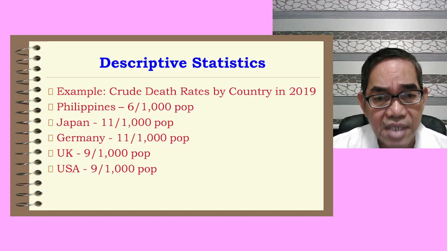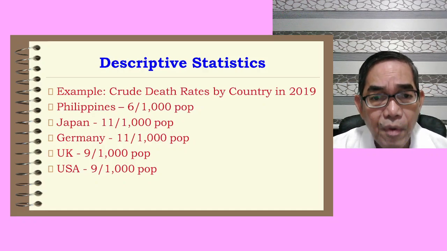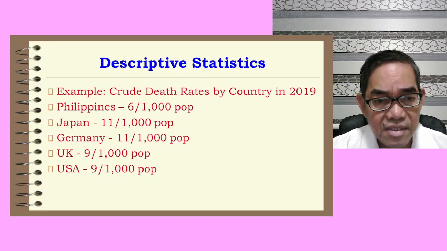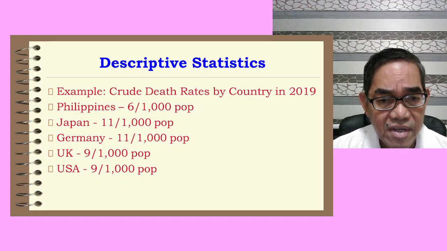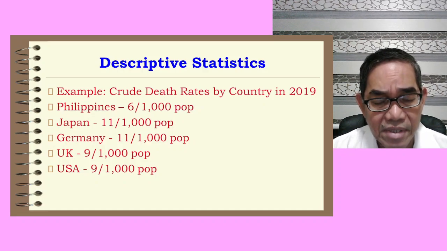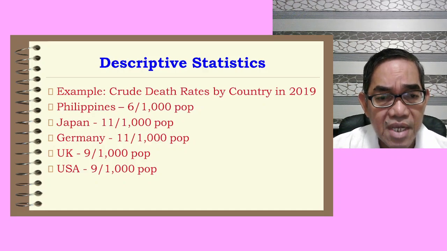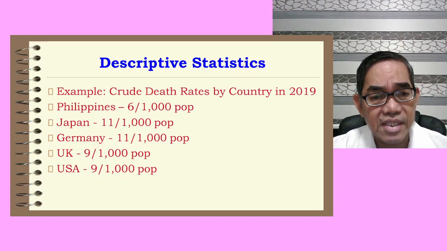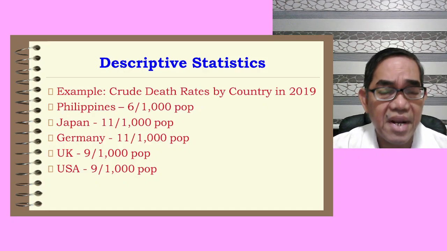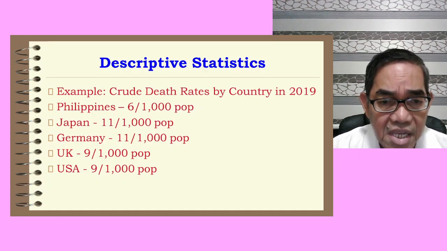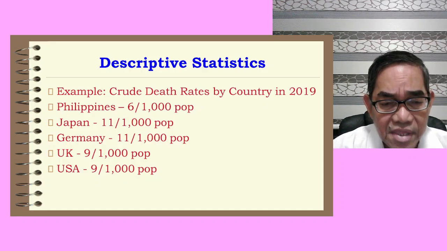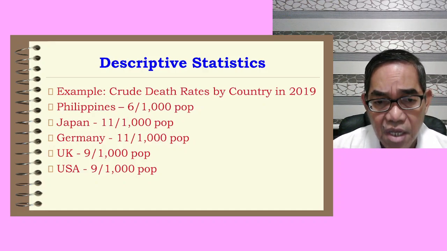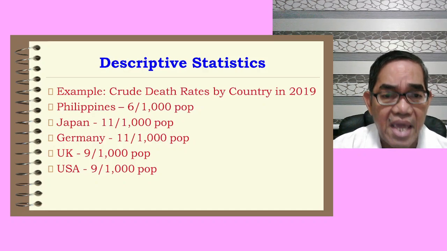You will note, for example, that the Philippines has the lowest crude death rate in all of these 5 countries that I have presented here. But that does not mean that we have better health quality, better health service in the Philippines. The reason for this is that this crude death rate did not look into the factor that can affect it. We did not adjust the age, I should say. We did not adjust the age here.